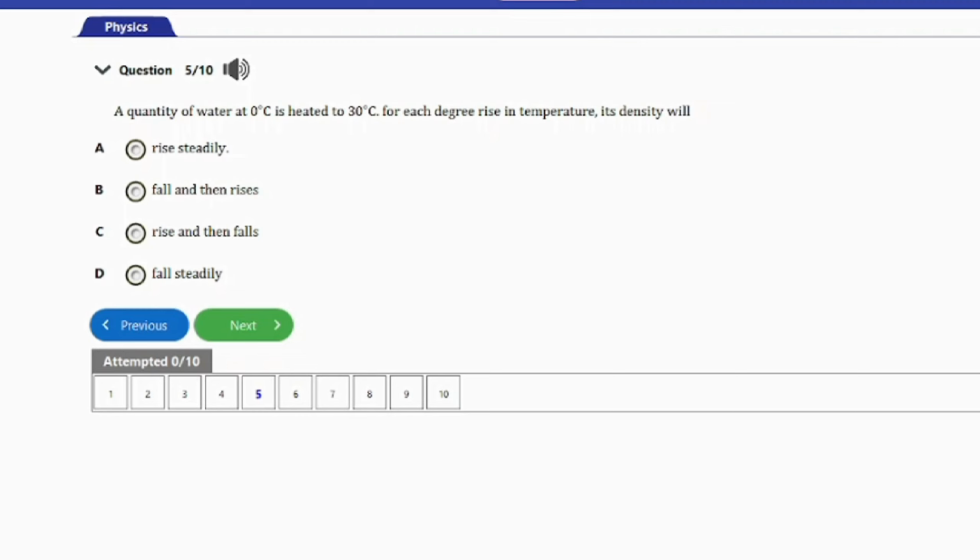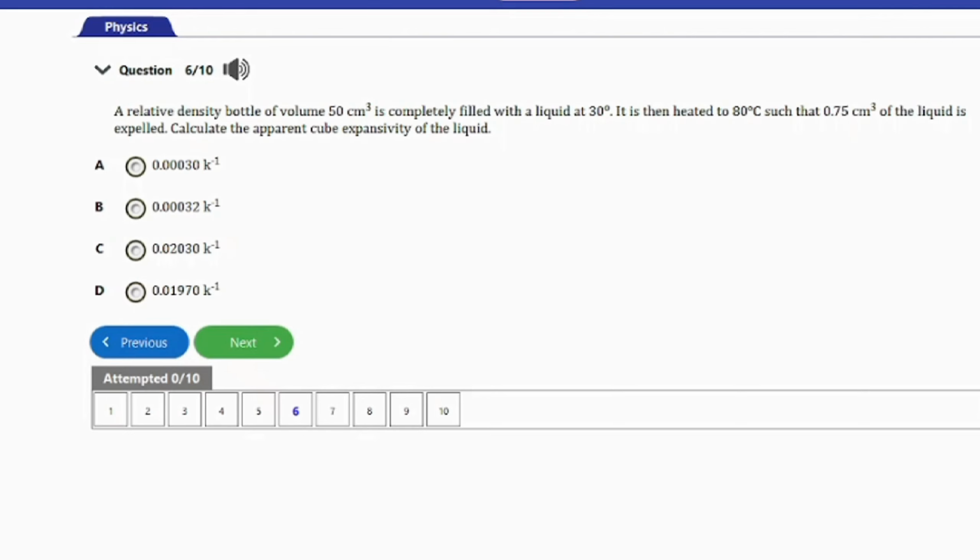So let's go ahead and consider the next question, guys. The next question we have here is question number 6. It says the relative density bottle of volume 50 cm³ is completely filled with a liquid at 30 degrees Celsius. It is then heated to 80 degrees Celsius such that 0.75 cm³ of the liquid is expelled. Calculate the apparent cubic expansivity of the liquid.